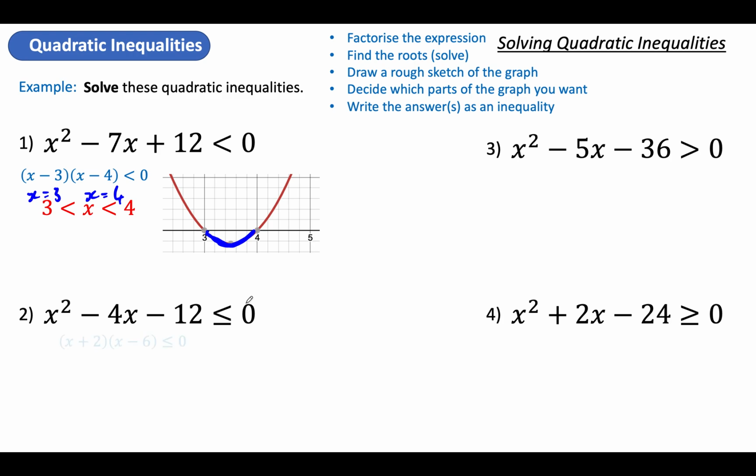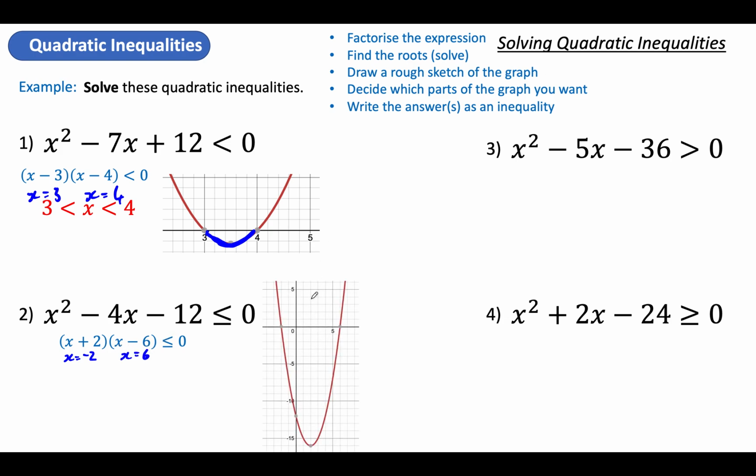So if you're factorising this one, you get x plus 2 and x minus 6. Could be either way round. Which means the roots of my equation are going to be x equals negative 2 and x equals positive 6. So there's my graph going through those 2 points. There's negative 2, there's positive 6. And decide which bit of the graph you want.